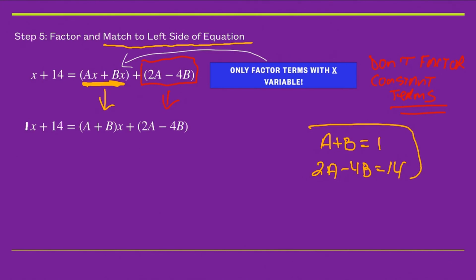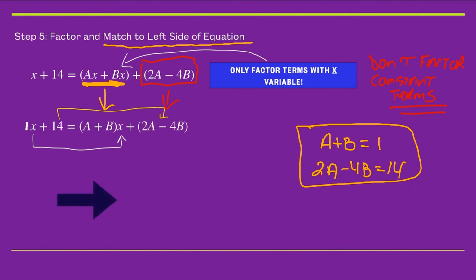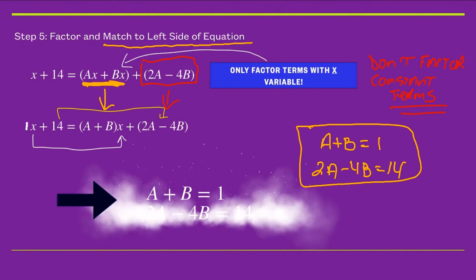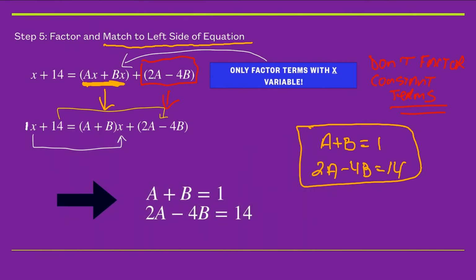Basically now I have a system, a linear system. There's a little animation there, and you're going to see how I equate it. This x is equated to this x, and this 14 is equated to 2a minus 4b, and that's what I have right here. So here's the system that we're left with: a plus b equals 1 and 2a minus 4b equals 14.